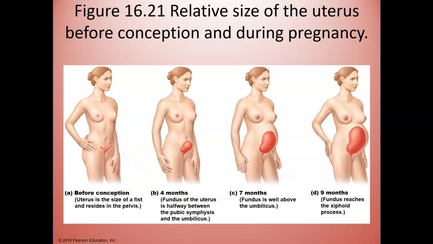This is showing the changes in the size of the uterus throughout pregnancy. So again, I've heard it described as kind of pear size, pear shape, and then as pregnancy progresses, it can get larger and larger and larger.